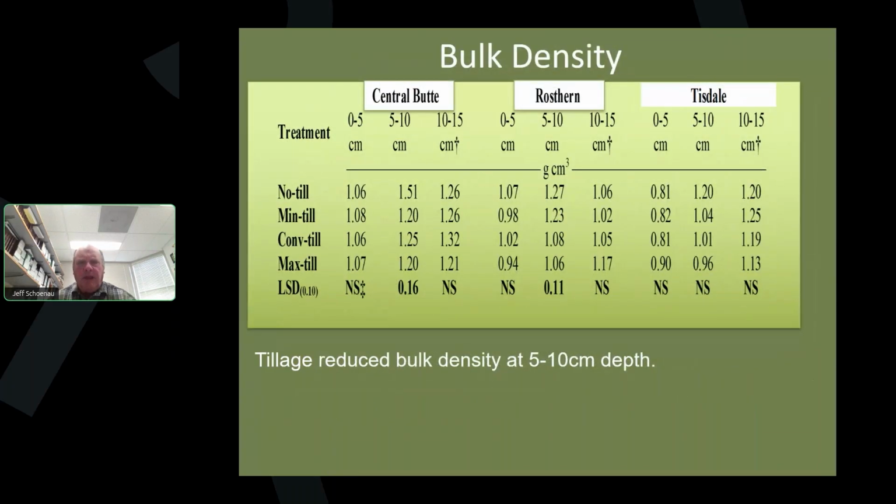The bulk density. What was the influence of the tillage on the bulk density? No surprises there. The tillage reduced the bulk density, and that seemed to be particularly the case in this 5 to 10 centimeter depth, which tended to be a little bit higher in bulk density overall across the sites, especially at the Central Butte and Rosthern site. And it did reduce the bulk density, especially at that 5 to 10 centimeter depth, which was about the depth at which we were working, where the actual tillage implement was in the soil, if it was the chisel plow doing its job of lifting up that soil.